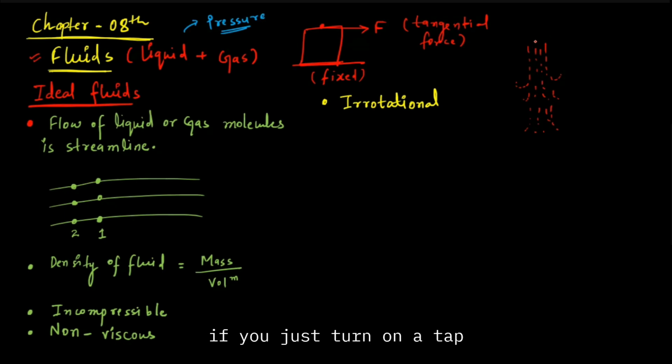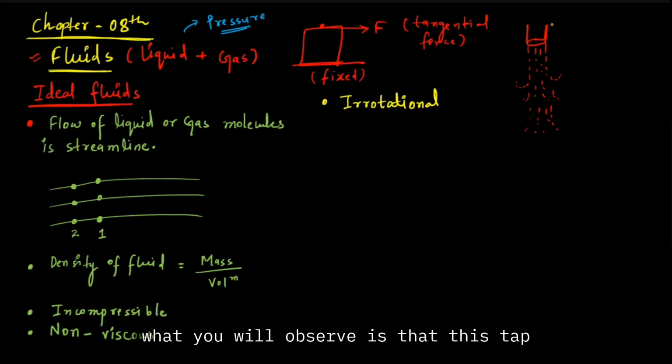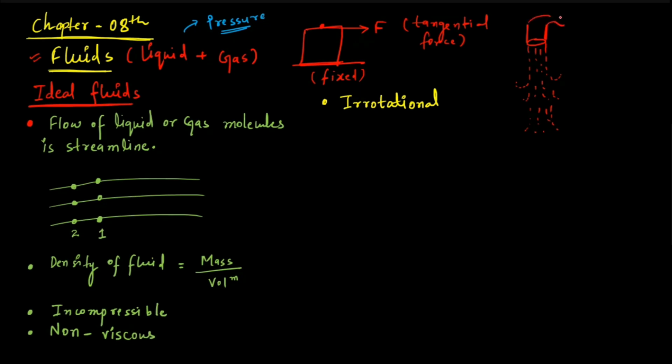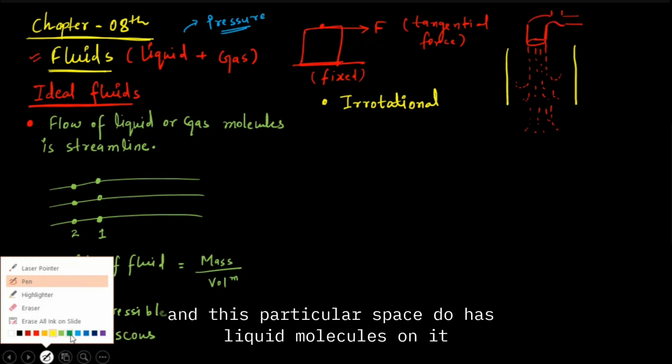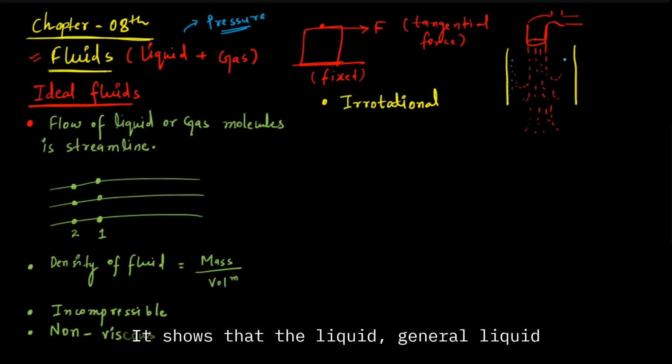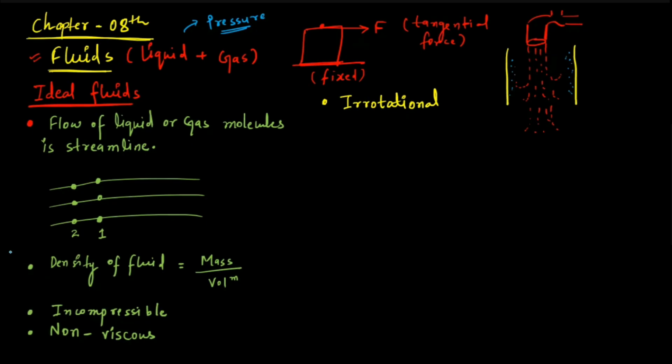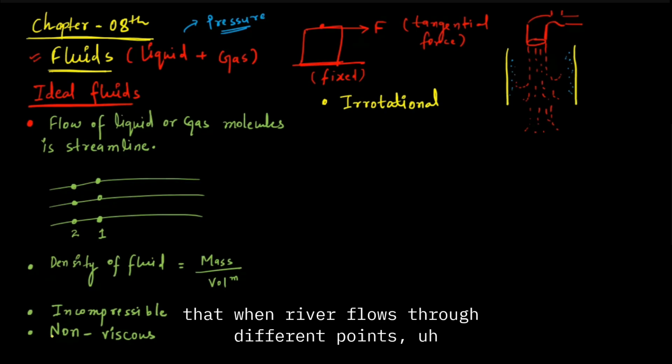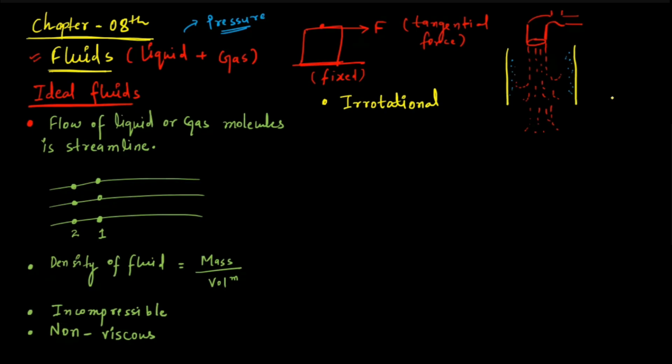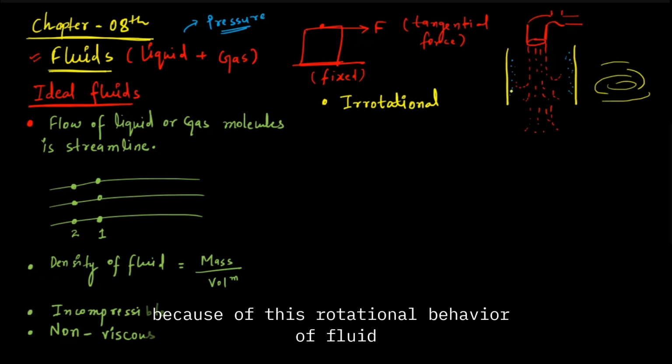For example, if you just turn on a tap, what you will observe is that the tap is releasing water upon your rotation, but this particular space and this particular space do have liquid molecules in them. What does it show? It shows that the general liquid, the liquid which we deal with in daily life, has some rotational properties. For example, you must have seen that when a river flows through different points, it ultimately forms some currents which are circular in nature, and that circular current is only because of this rotational behavior of fluid.